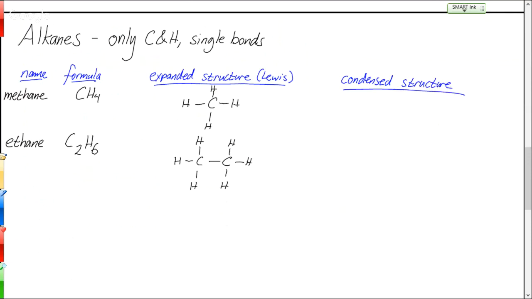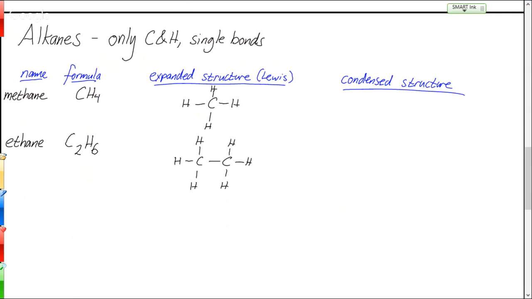We can look at what we call the condensed structure. As you'll see when we start drawing more of these, it becomes pretty tedious to draw all these hydrogens out all the time. We get to 4, 5, 6, 7, 8 carbons. That's a lot of hydrogens to draw all over the place. So we come up with ways to abbreviate them. And one way is by condensing those hydrogens onto the carbons that they are connected to.